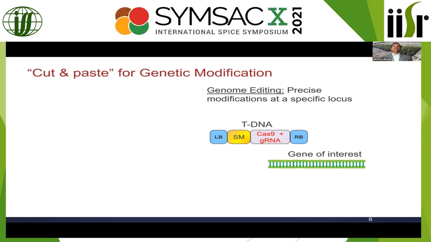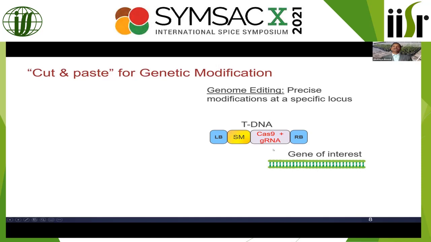So when CRISPR was introduced in 2013, it kind of revolutionized everything, because here we have to design only a very small piece of guide RNA that is about 20 nucleotides. And that's all that we have to provide to guide this Cas9 enzyme to the target site.